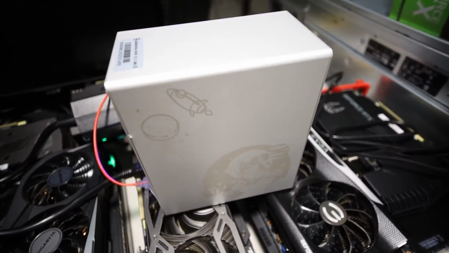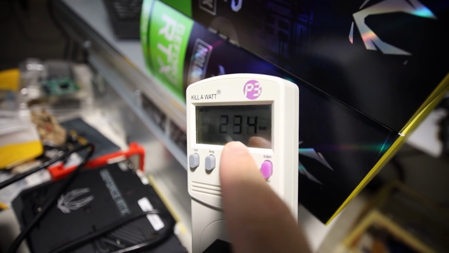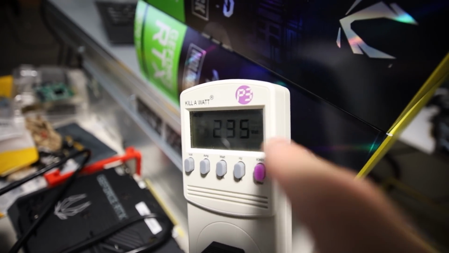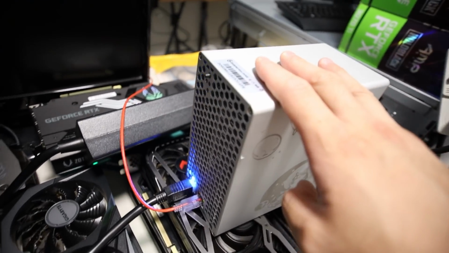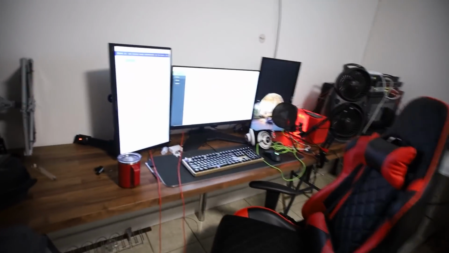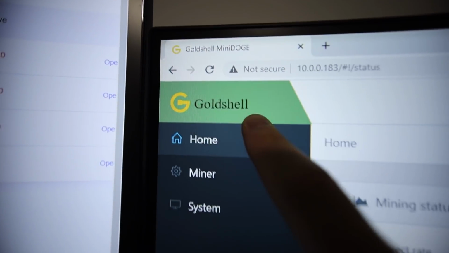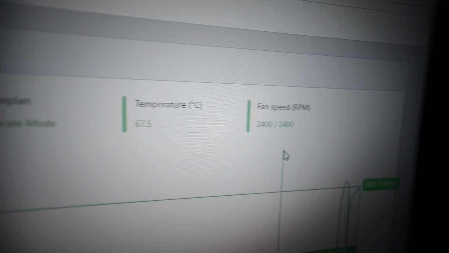Okay, I got it mining, my friends. There you go. Power consumption right now is at 234, almost 235 watts. I've seen it jump up and down between 234 and 235 watts, okay? At the wall for this whole thing mining, and I will show you guys the hash rate right now. So on my computer here, this is the Goldshell web GUI, all right? And it looks pretty cool, actually. Looks really good. Much better than the Bitmain or InnoSilicon ones. I think this looks pretty cool from Goldshell.